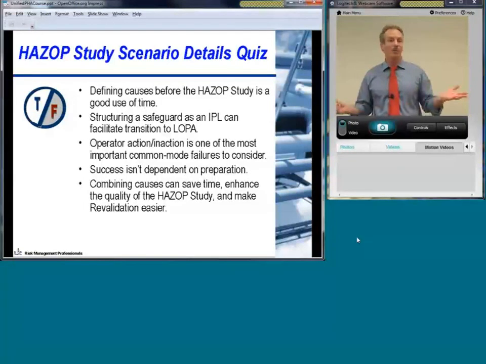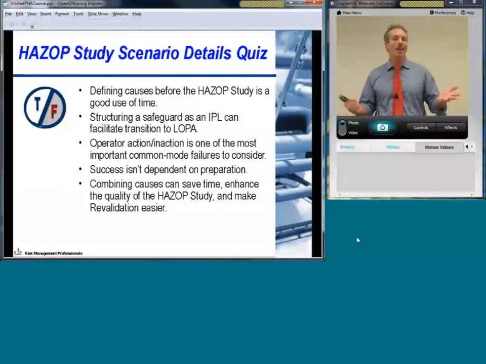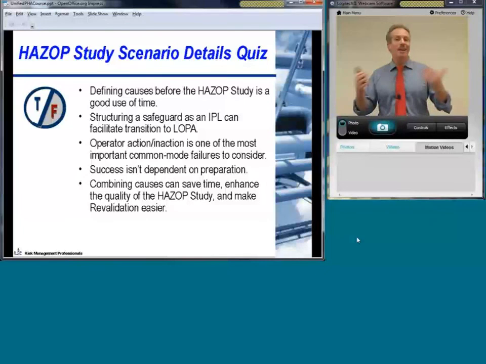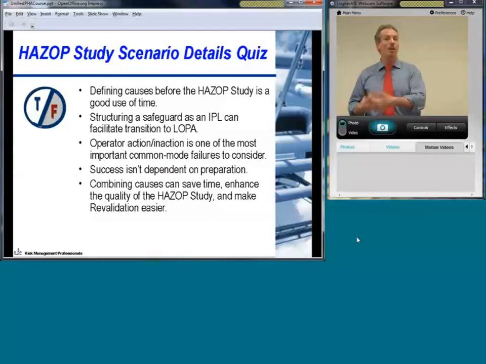Second one here, structuring a safeguard as an IPL can facilitate transition to LOPA. This is absolutely true. It's not only clear, it's logical, but also it enables you to build on that if you need to use LOPA to help with your decision-making process.